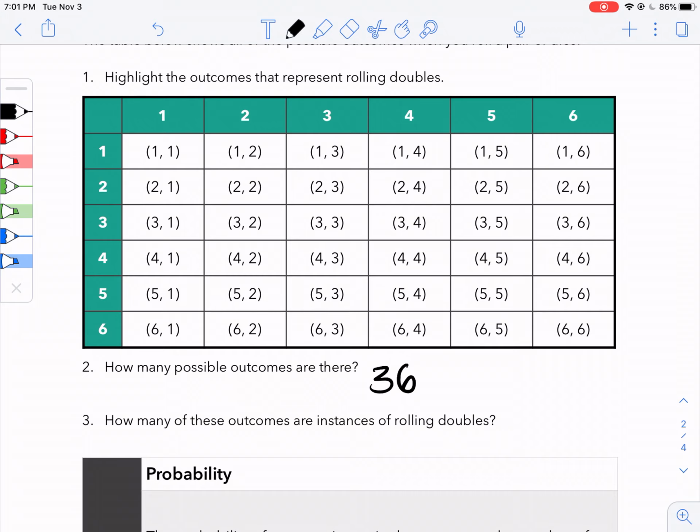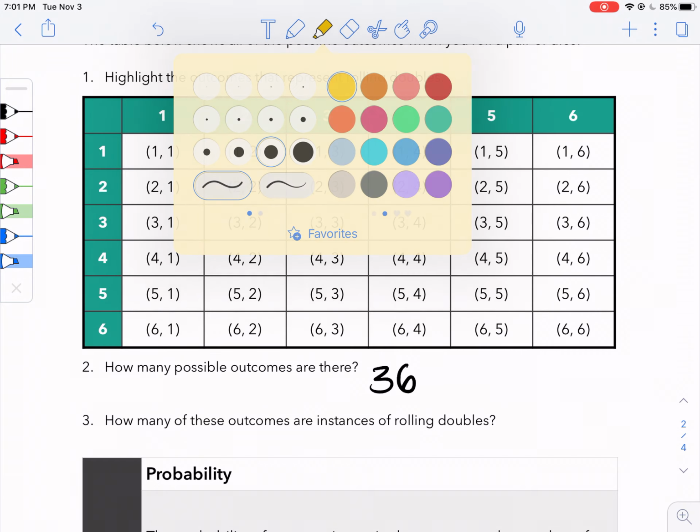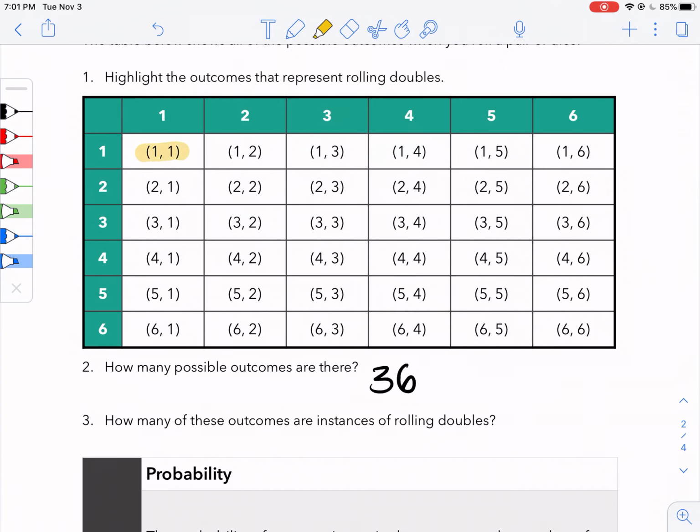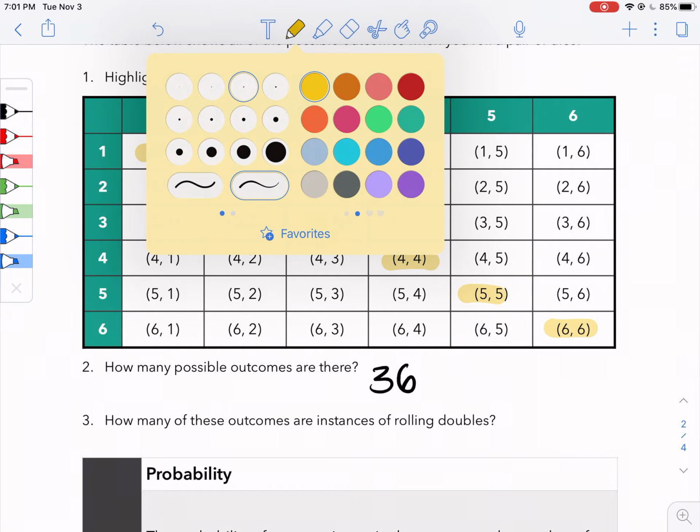And how many of them are rolling doubles? Rolling a 1 and then a 1, that's doubles. Rolling a 2 and then a 2, that's doubles, and so on. So 6 of them are rolling doubles.